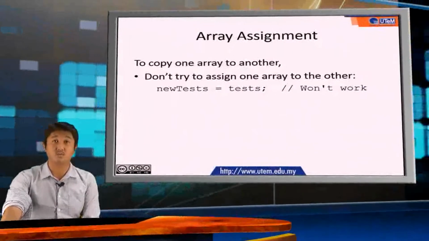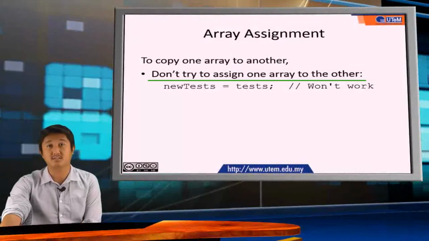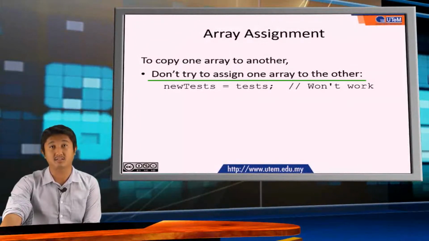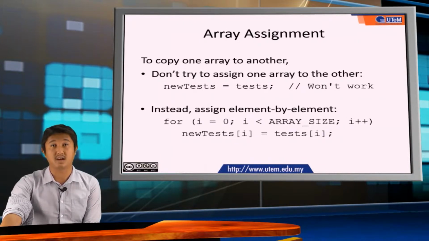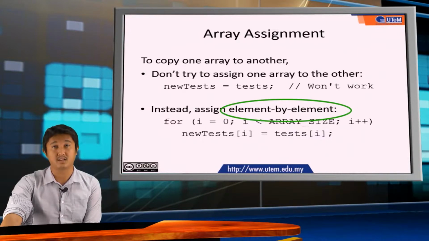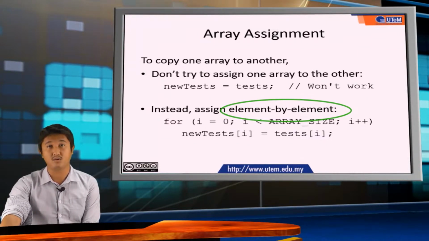In order to assign one array to another, we cannot simply write the first array is equal to the second array because it won't work. Instead, we need to transfer or assign it element by element. This can be done by using for loops.